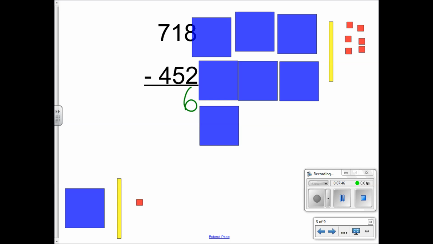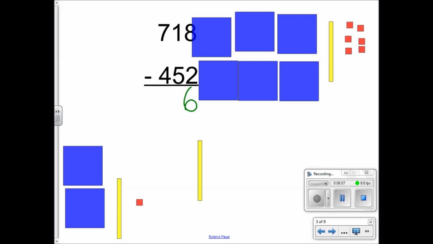I need to subtract 5. Can I do that? No. Here's where we haven't talked about this. I'm going to take this 100. I need to make a trade. I know 100 is the same as 10 10 longs, right? 10 10s equals 100. So I'm going to take this to the bank and I'm going to trade it for 10 10s, because 10 10s is the same as 100.